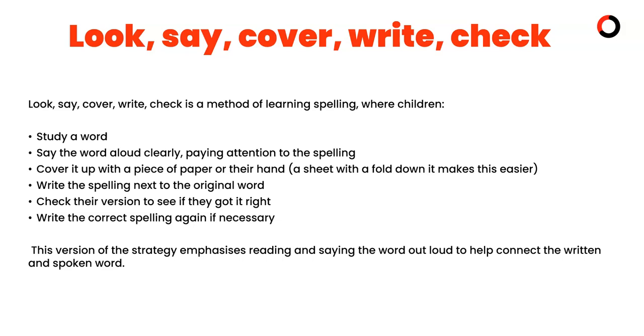So the intervention is the Look, Say, Cover, Write, Check spelling method, where children study a word, say the word aloud clearly, pay attention to the spelling, cover it up with a piece of paper or their hand, write the spelling next to the original word, check their version to see if they got it right, write the correct spelling again if necessary. This version of the strategy emphasizes reading and saying the word aloud to help connect the written and spoken word.